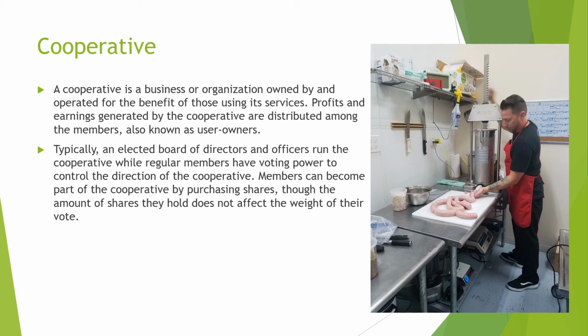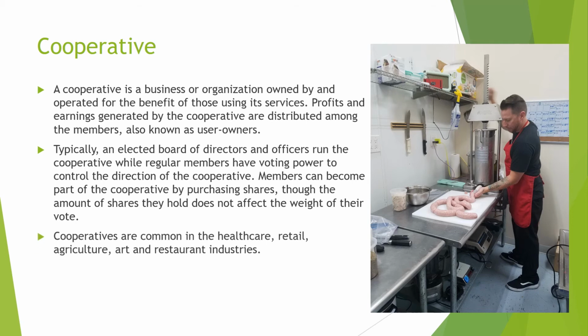The coffee industry has its co-ops. Maui Onions has its co-ops. Here on Oahu, Kokua Market is a co-op as well. So there are all different kinds of co-ops, and it could be a really good structure to think about, since it's a more democratic way of running a business. Cooperatives are common in healthcare, retail, agriculture, art, and restaurant industries.